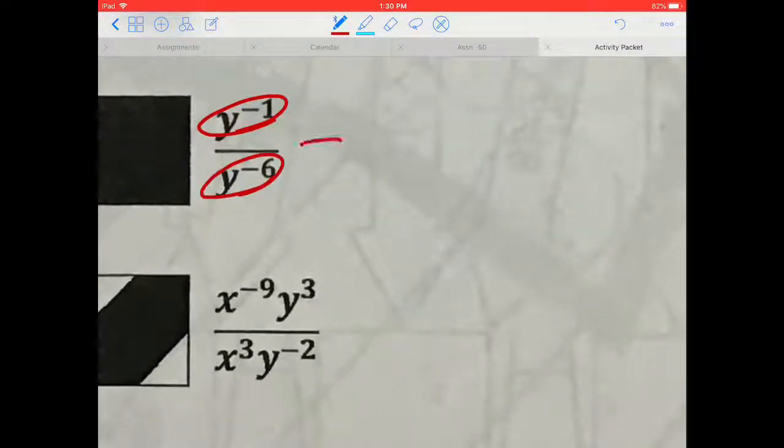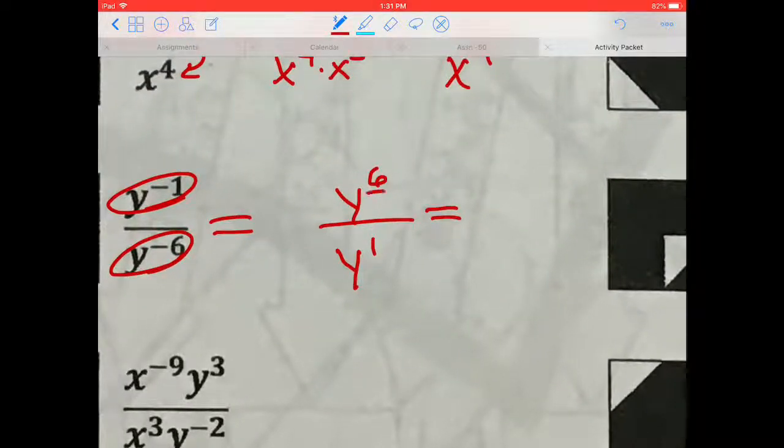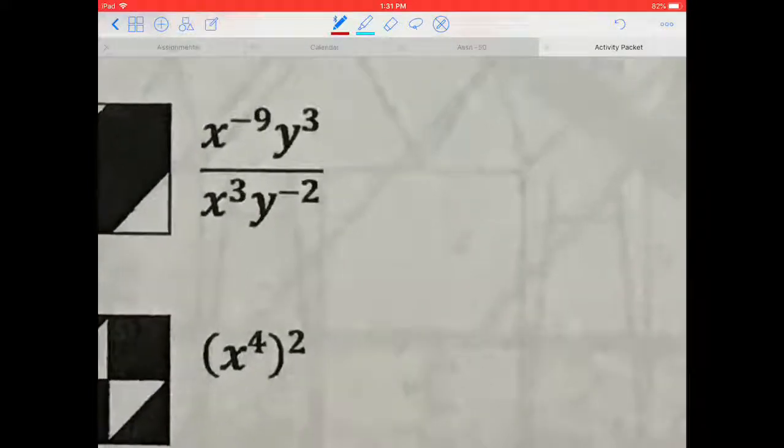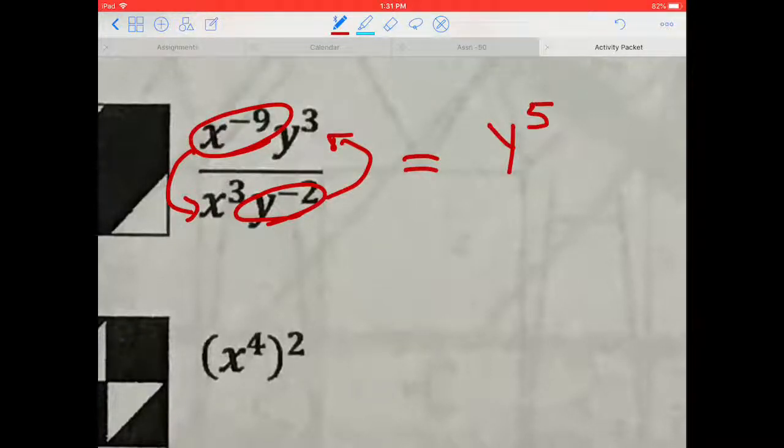Both of these need to cross the line, flip the sign, so basically just flip the fraction. The y to the 6th power moves up, y to the 1st power moves down. And then, wait, I need to do one more thing. 6 minus 1 is 5. All right, x's, cross the line, change a sign. Cross the line, change a sign. So we have y, 3 and 2 makes 5. And then x, 3 and 9 makes 12.